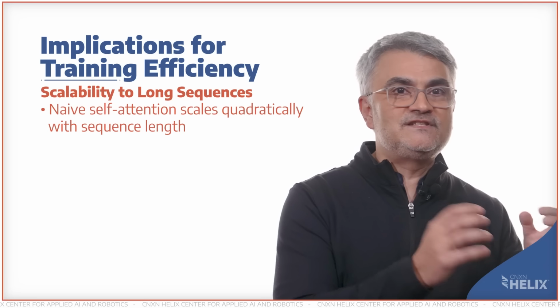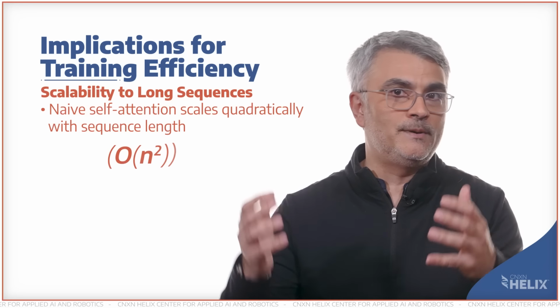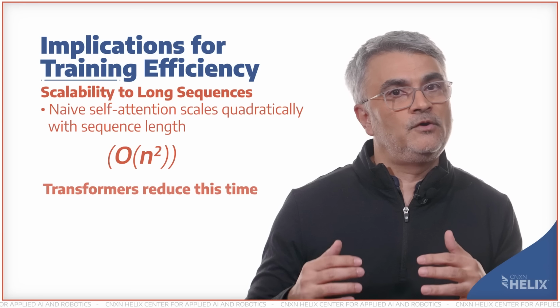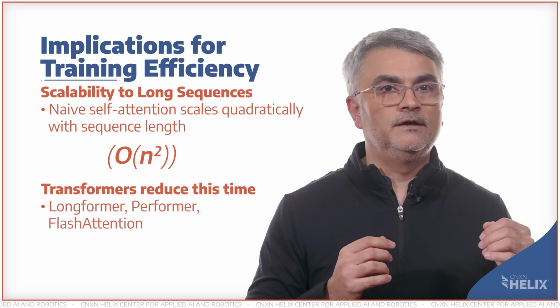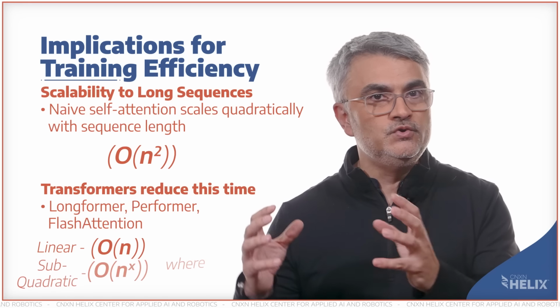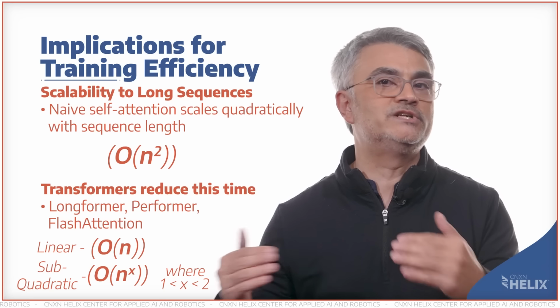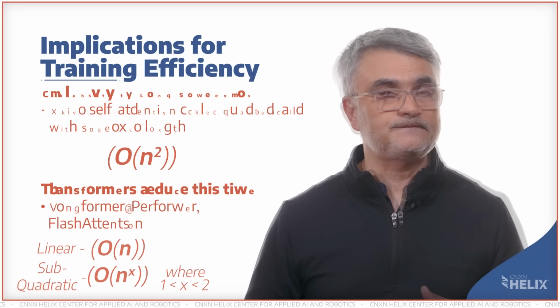So while naive self-attention scales quadratically with sequence length, O(n^2), efficient transformer variants, for example, Longformer, Performer, and FlashAttention, reduce this to linear or sub-quadratic time, and that again enhances scalability.